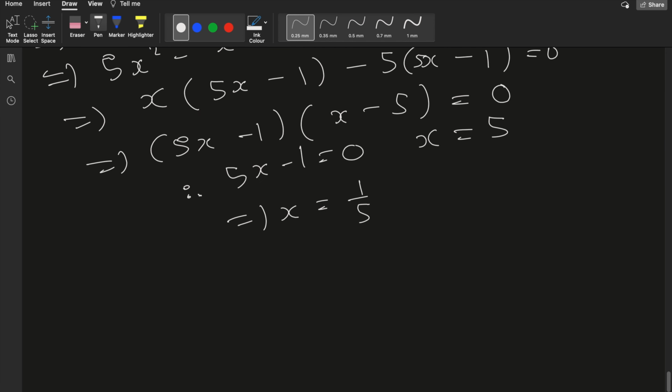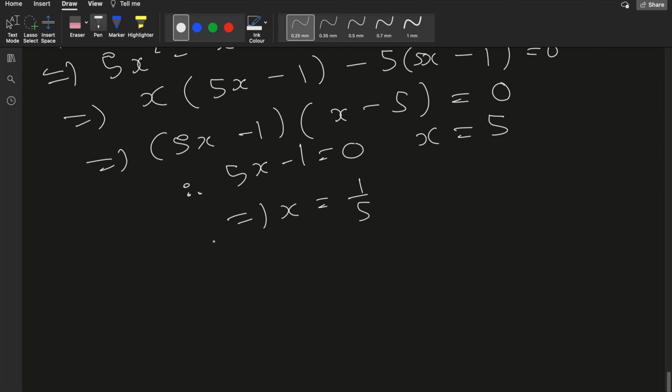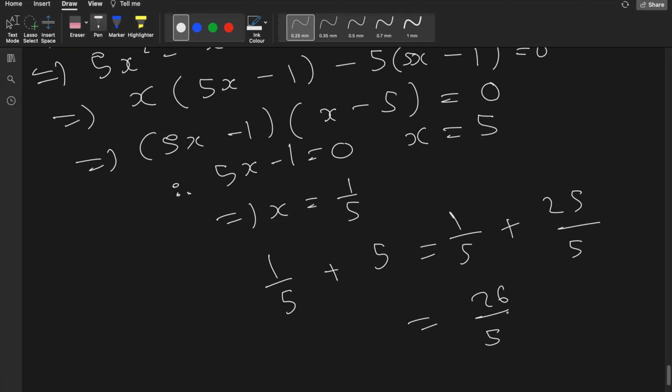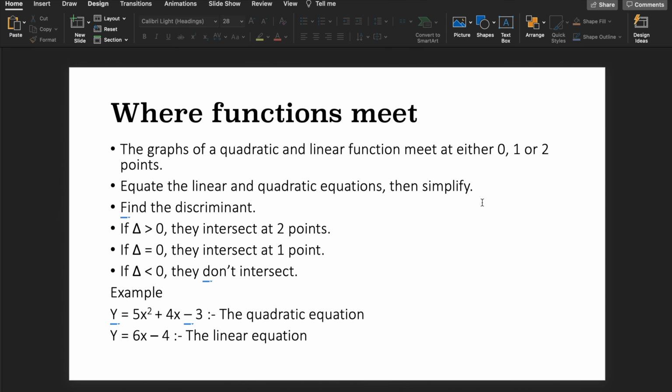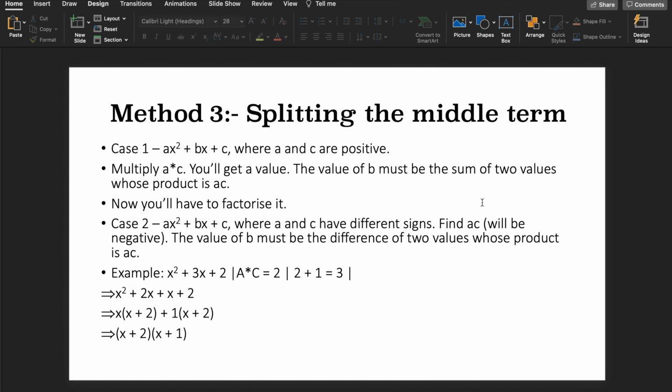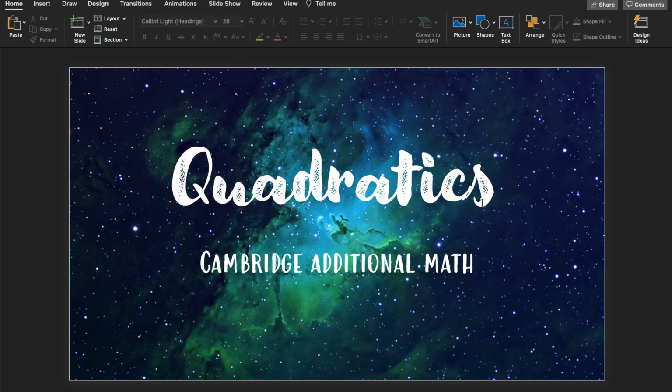Okay, so now we'll just see if this is right. So 1 divided by 5 plus 1 divided by 1 by 5 would be 5. So this would be plus 25 by 5, 26 by 5. So that's right. And now 5 plus 1 by 5. This is also 26 by 5. Therefore, this is correct. And we are done with quadratics for additional math chapter 3.